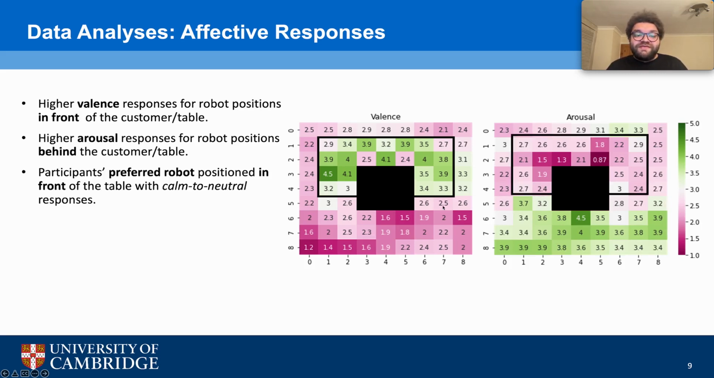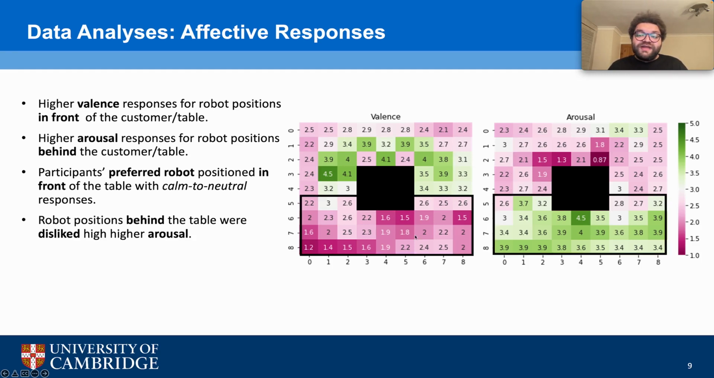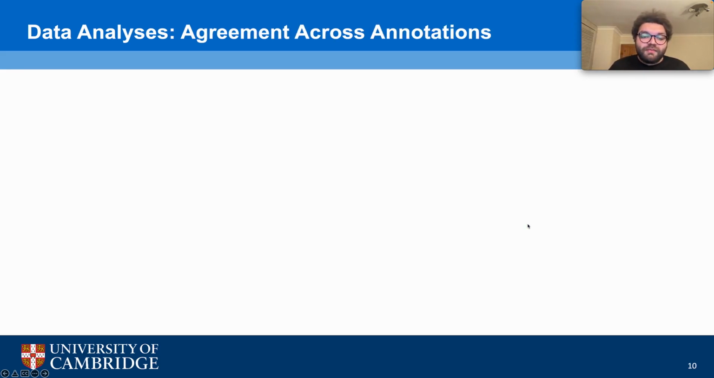Looking at both arousal and valence together, we see that for positions in front of the table, participants report positive valence with calm to neutral arousal, indicating that these positions are preferred. On the other hand, participants report low valence and high arousal, that is, feeling agitated or unhappy, when the robot is behind the table. Having collected these ratings, it is important to evaluate how reliable these ratings might be.